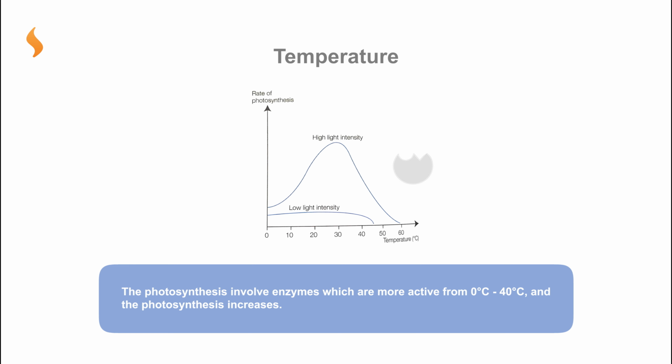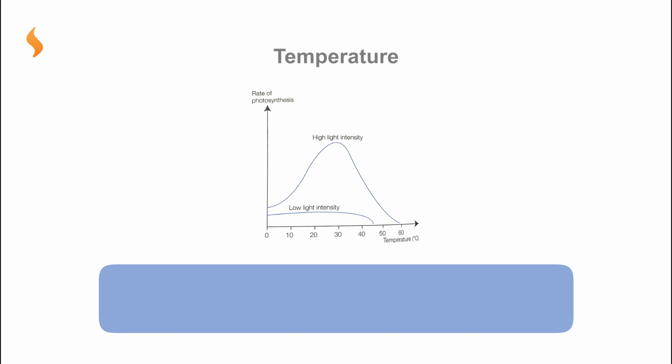The photosynthesis involves enzymes, which are more active from 0 degrees Celsius to 40 degrees Celsius, and the photosynthesis increases. At 40 degrees Celsius and above, the enzymes begin to denature, and the rate of photosynthesis decreases. At 60 degrees Celsius, all enzymes are denatured, and the rate of photosynthesis stops.